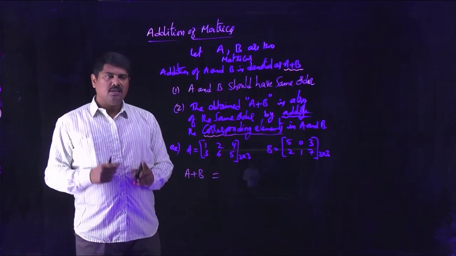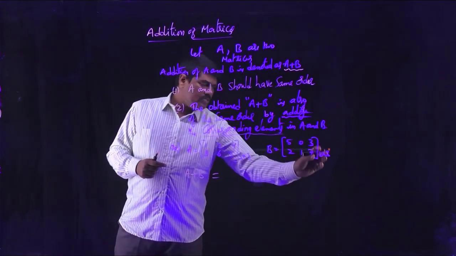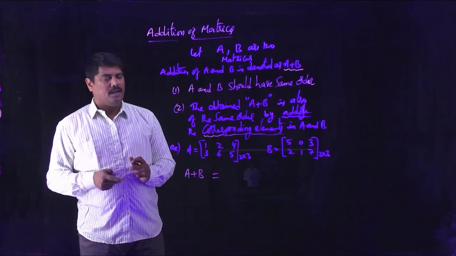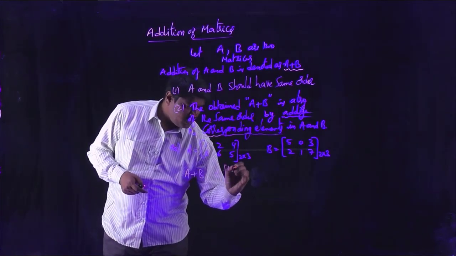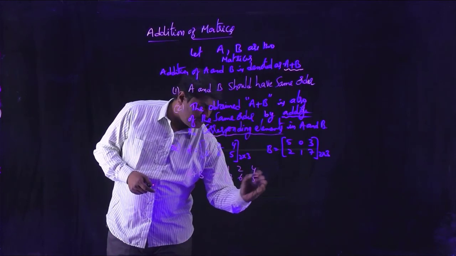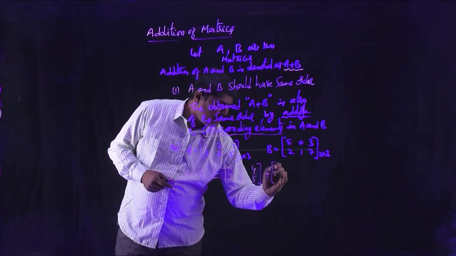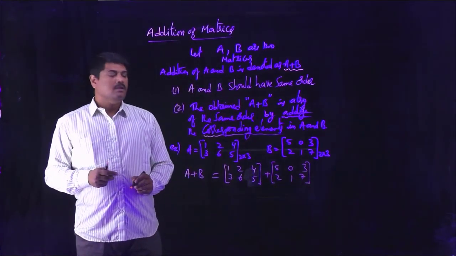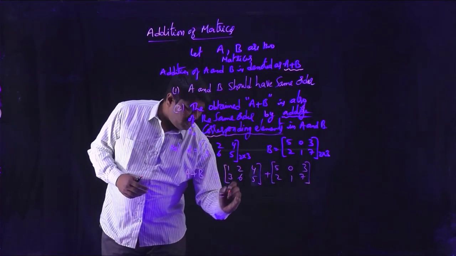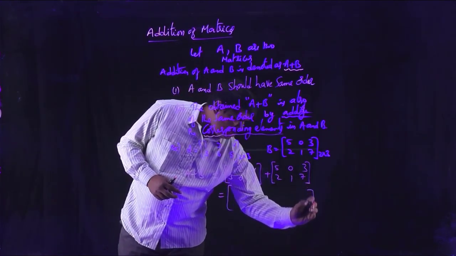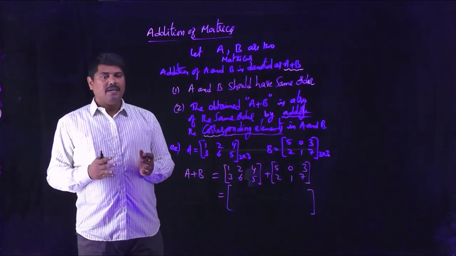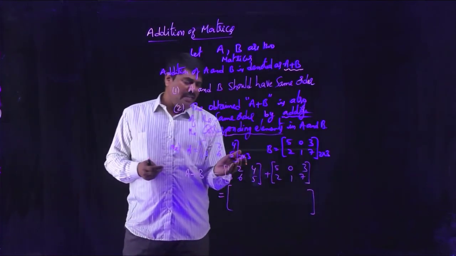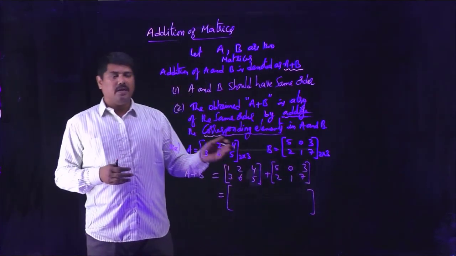So the answer is yes. Why? Because A is of order 2 by 3, and B is of order 2 by 3. Both have the same order, so you can add these two matrices. So by adding 1, 2, 4, 3, 6, 5 which is A, and 5, 0, 3, 2, 1, 7 which is B. Already we discussed the obtained matrix is also of the same order, such as A is 2 by 3, B is 2 by 3, so the order of A plus B is also 2 by 3.